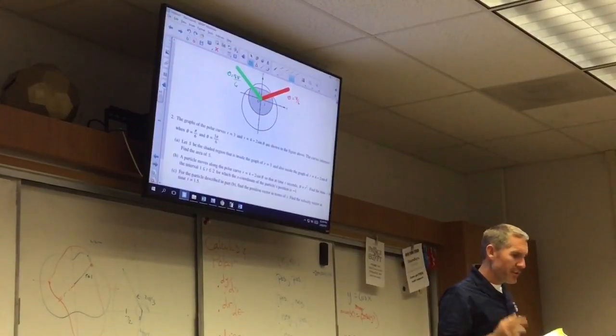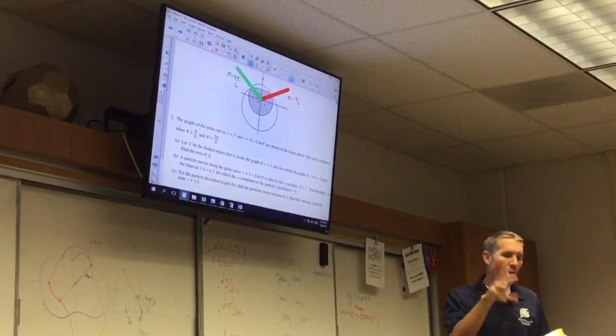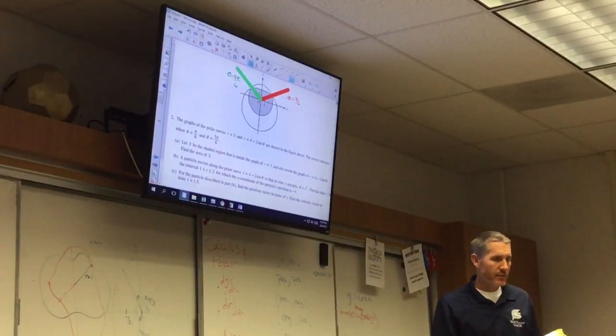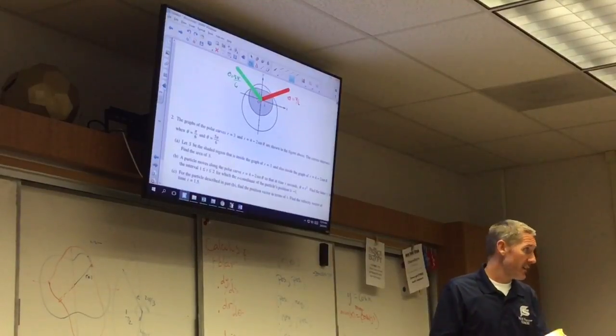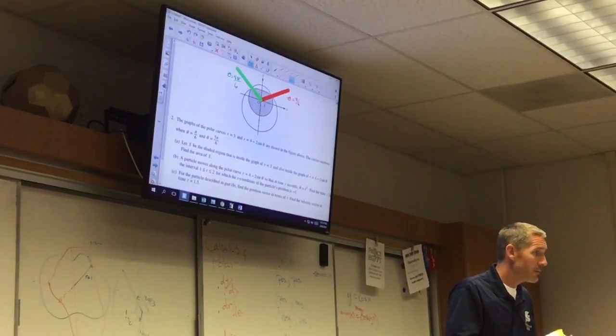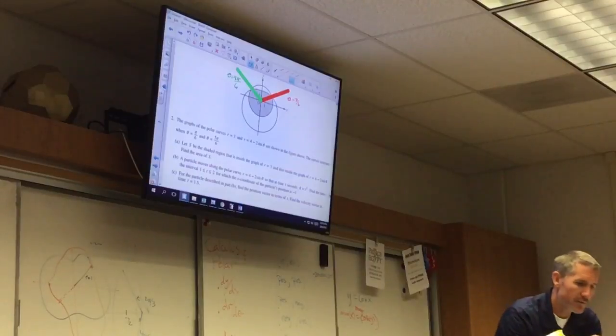They say, let S be the shaded region that is inside the graph of r equals 3 and also inside the graph of the other guy. Find that. Well, what I would do is this. Or do you want to think about it for a little bit? I'm going to give it to you because the bell's going to ring.